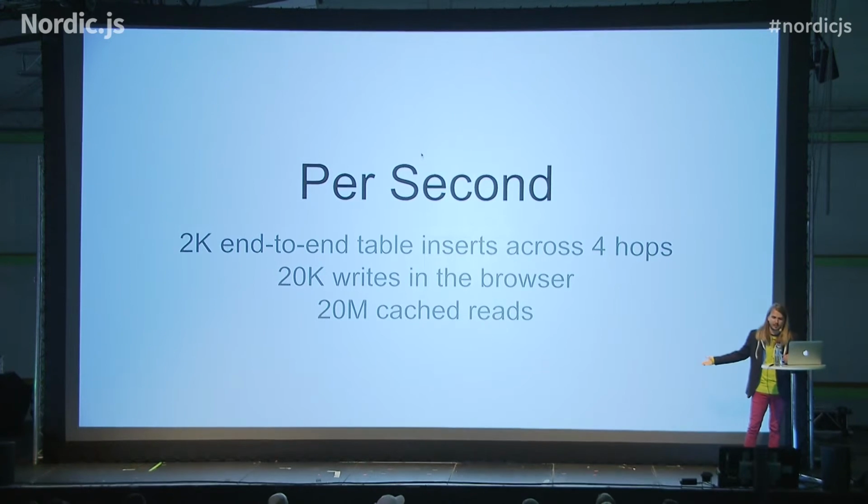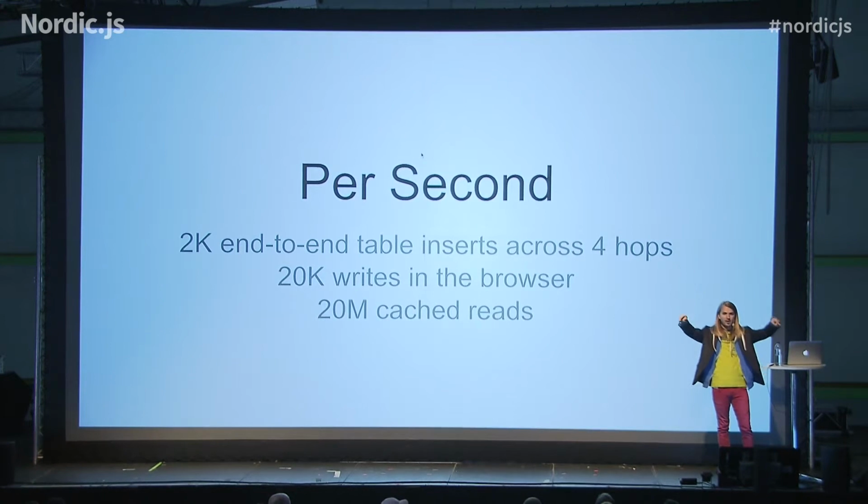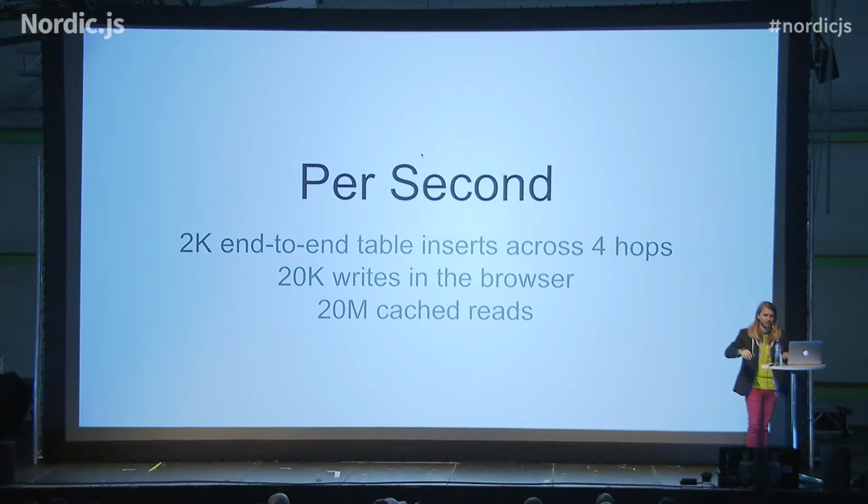So we're getting 20 million cached reads per second based off of this architecture, 20,000 writes a second, and 2,000 table inserts end to end in the browser. So what that means by end to end is two browsers that are connected by federated servers are syncing 2,000 table inserts a second through 4 network hops. So a federated system. So performance-wise, if you look at something like Redis, for cached reads, Redis does about 750,000 cached reads per second.